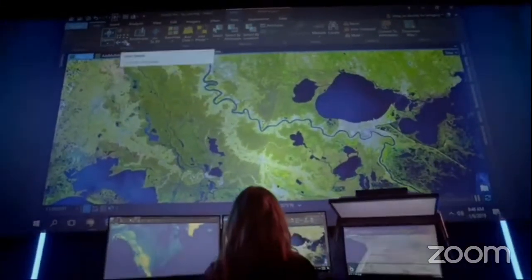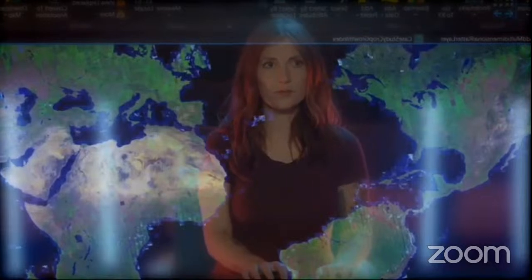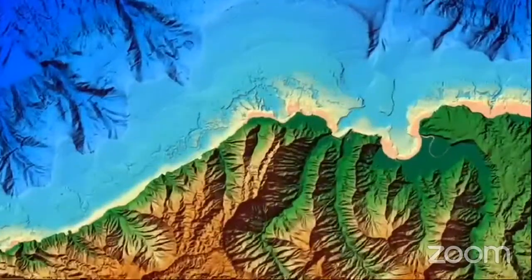The answer is ArcGIS, the most advanced technology for quickly turning massive amounts of imagery and remotely sensed data into insights. Using ESRI's geospatial cloud, it provides an end-to-end, fully integrated system.